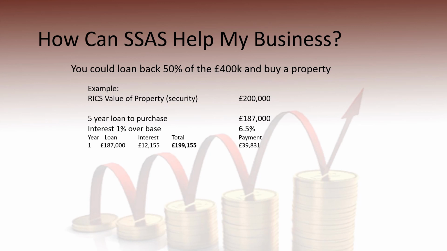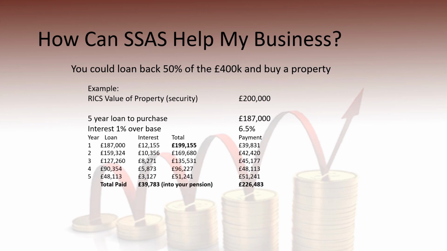It cannot exceed 200,000. So that's what I mean by the value of the loan including the interest within the first year. Your first payment is going to be just shy of £40,000 at the end of the first year, and that will reduce your loan value, so it will never go over the security value. In year 2, again 42, 45, 48 and 51. So what you've done there is you've paid into your pension, not a bank or any other finance company. You've paid nearly £40,000 over 5 years into your pension, and you've paid it from your company, so you're keeping control of your money. A lot of people call it being your own bank, and it's really, really powerful.